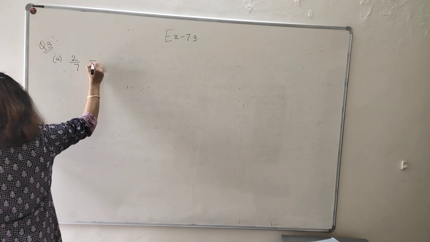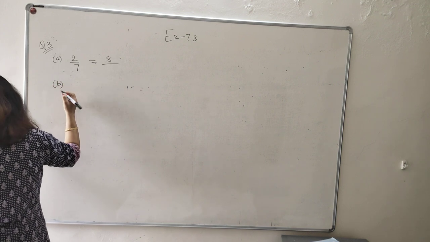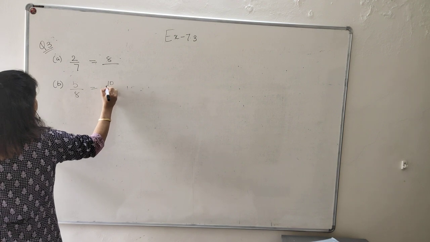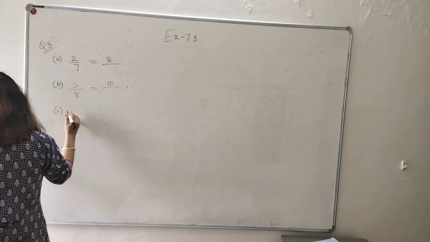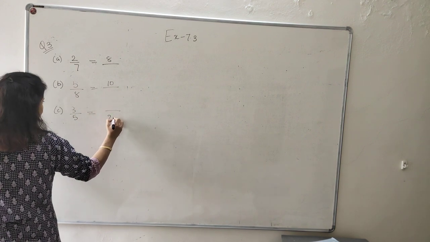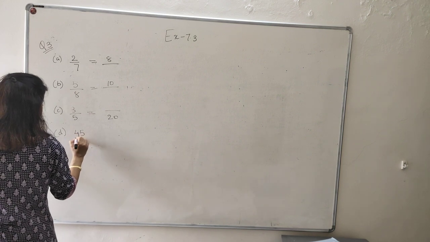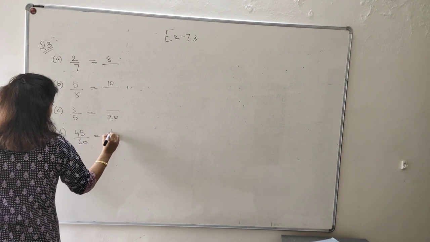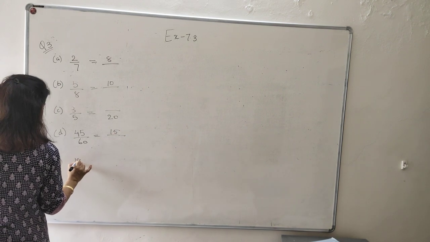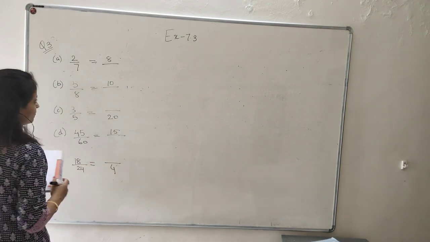2 upon 7 is equal to 8 upon dash. Do not make the box, please. The answer we will write with blue pen. B, 5 upon 8 is equal to 10 upon dash. C, 3 upon 5 is equal to dash upon 20. They are all 1 mark questions. D, 45 upon 60 is equal to 15 upon dash. E, 18 upon 24 is equal to dash upon 4.